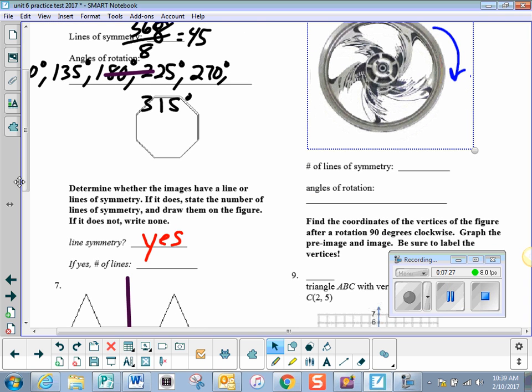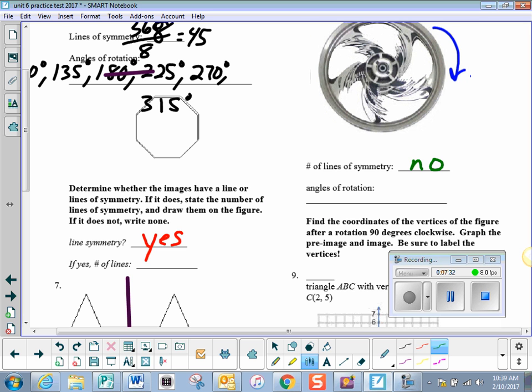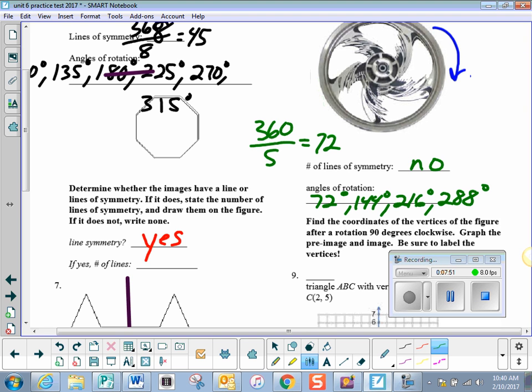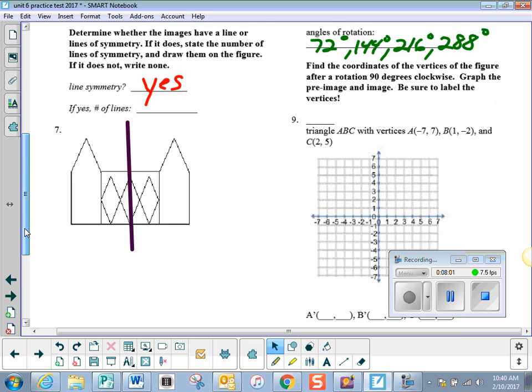So first of all, does it have line symmetry? No. There's no place you could cut it in half. Does it have rotational symmetry? So you go 360 divided by 5, you get 72. So it'd be 72 plus 72 plus 72 plus 72. That's the answer. Yep. That works.